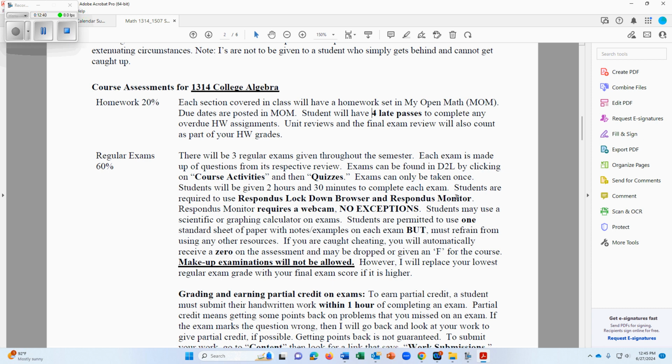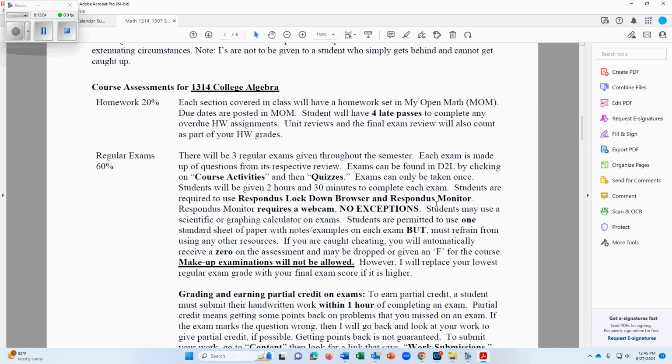And the Respondus Monitor part is going to be the video cam. And so what that's going to do, you have to have a webcam. And so if you don't have one, you need to pick one up. You can get one at Walmart for $10. Okay. So you're going to need to get one of those, no exceptions. And we're going to kind of go over that in a moment too. I've got pretty detailed instructions on how I want that to work.